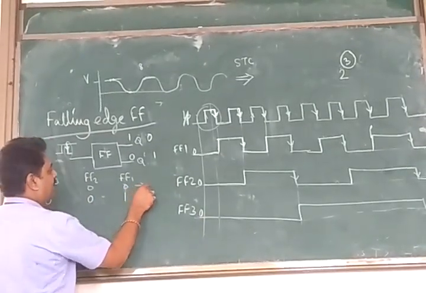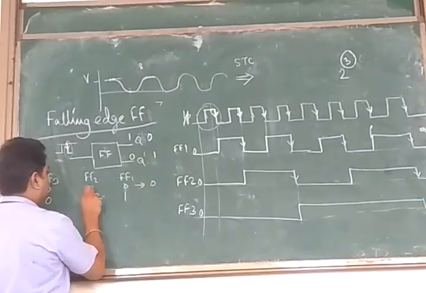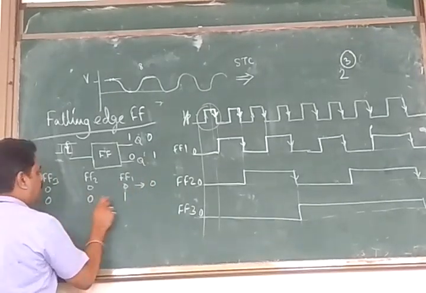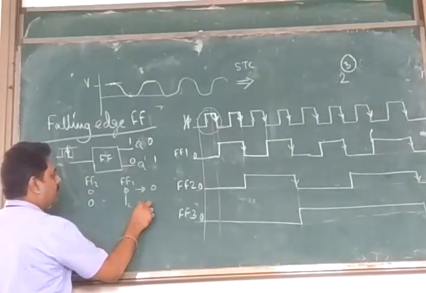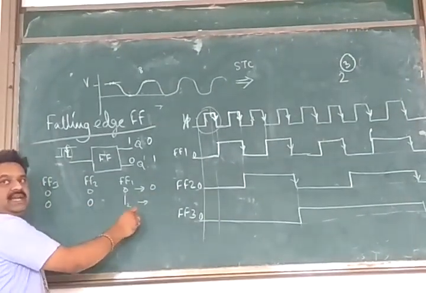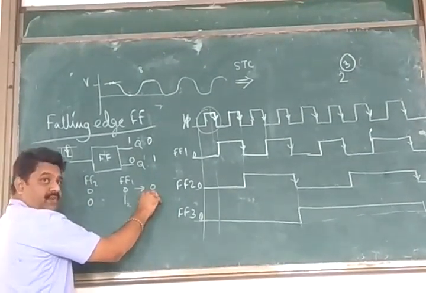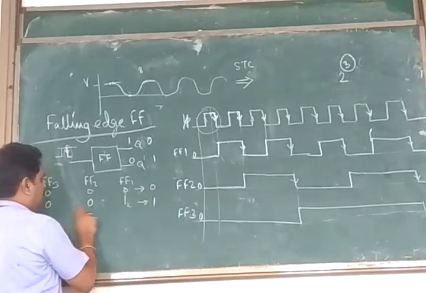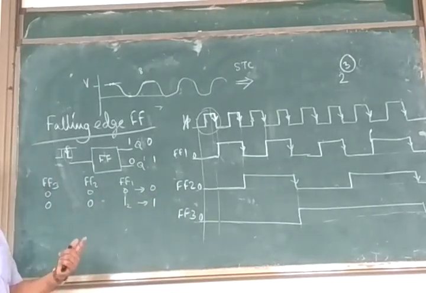What is the digital equivalent of this? 0, 0, 0 means 0. 0, 0, 1 base 2 means? Because it is a digital number, isn't it? It is the digital equivalent of 1. 0, 0, 1 is 1.